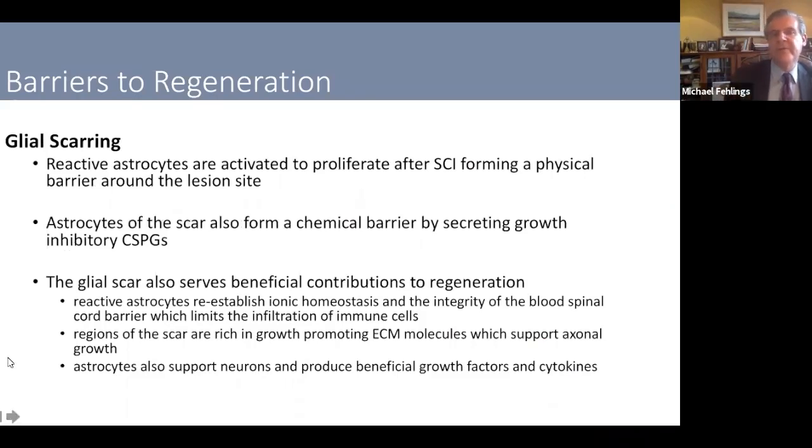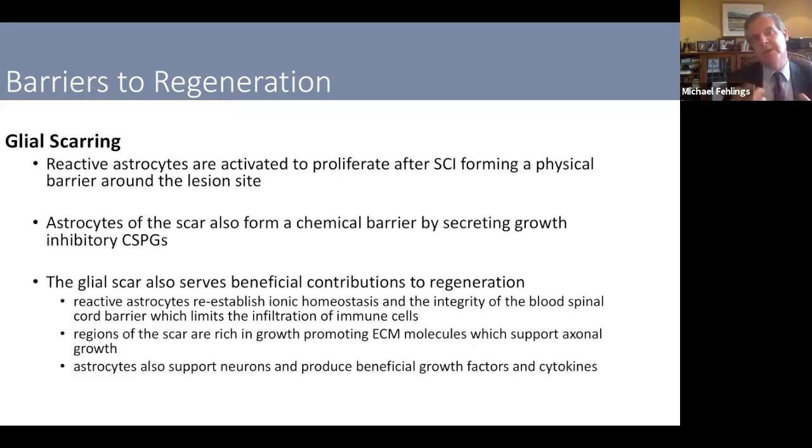So glial scarring, as I've indicated, reflects largely the reactive astrocytes, and these form a physical barrier around the lesion. Now again, there is a yin and a yang. The glial scar is helpful in terms of limiting the primary damage, but it also unfortunately serves as a barrier to regeneration. Although, intriguingly, there are some aspects of astrocytic physiology which may also be beneficial to regeneration.